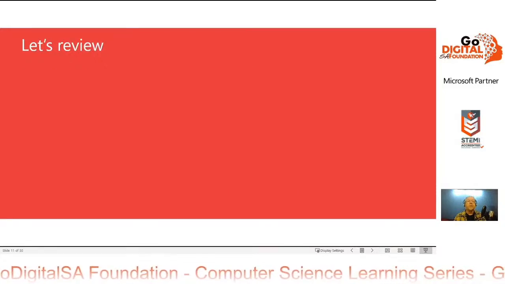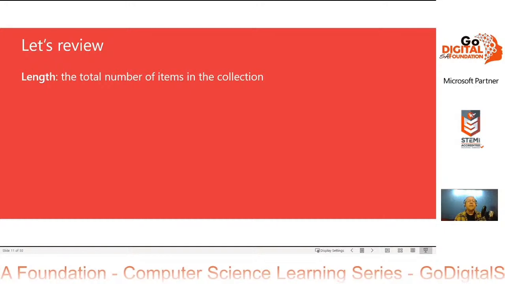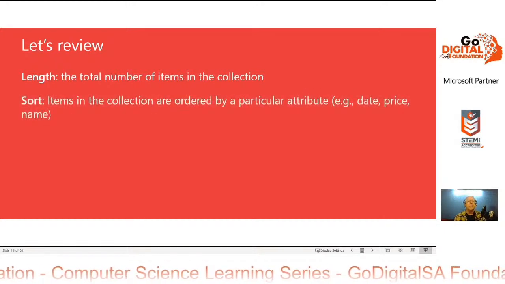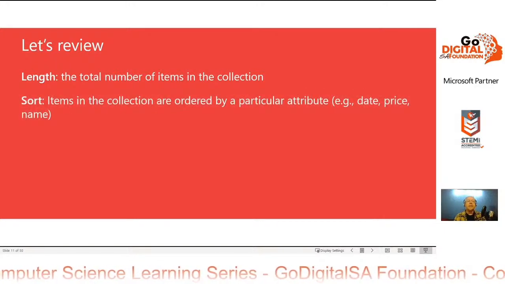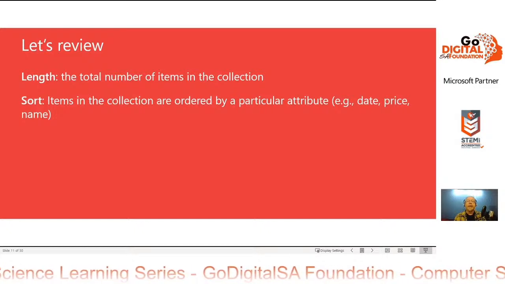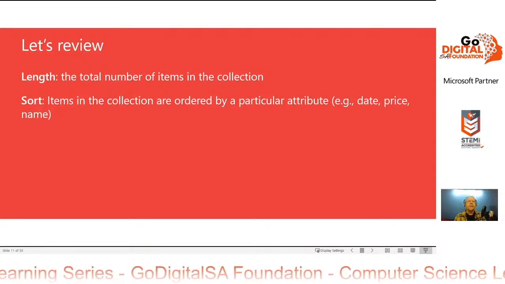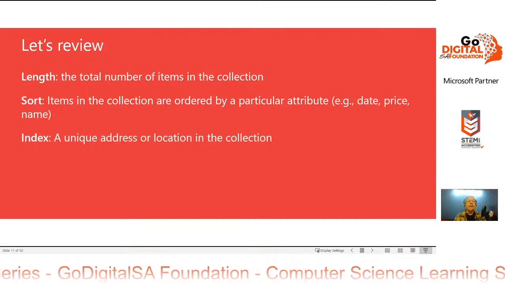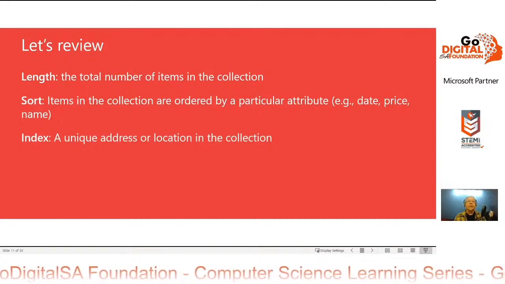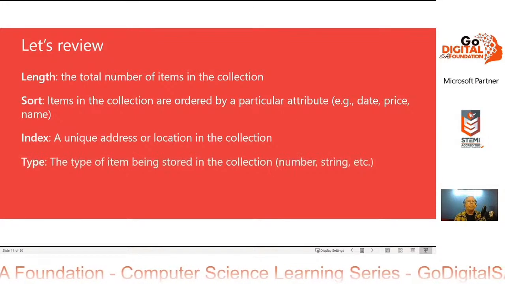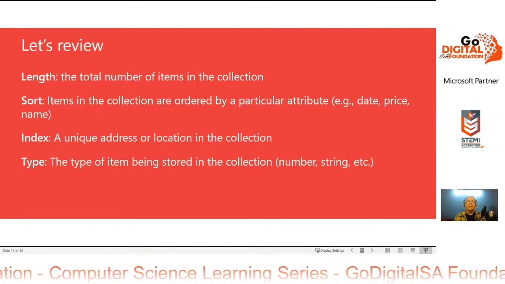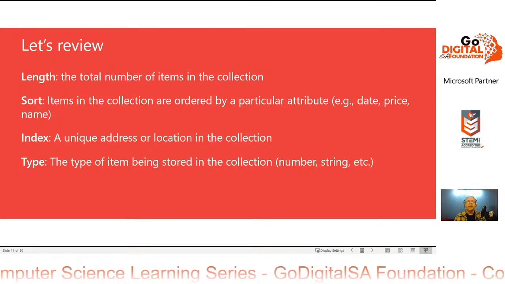Okay, so to review, length is the total number of items in a collection. Sort, items in the collection are ordered by a particular attribute. For example, date, price, name, and so on. Index is a unique address or location in the collection. And type is a type of item being stored in the collection, like a number, a string, and so on.